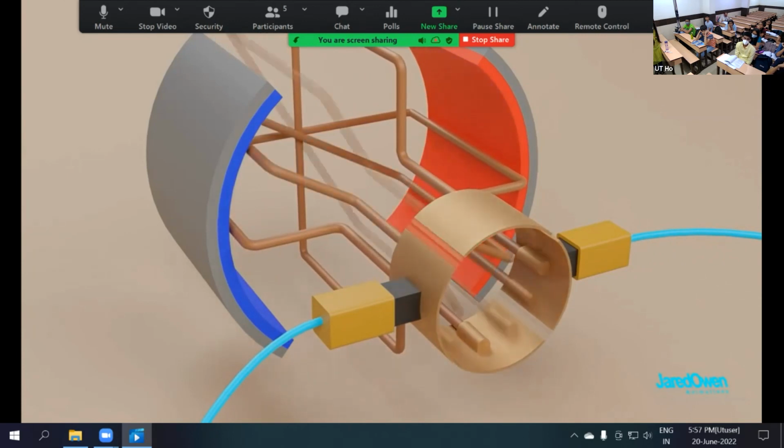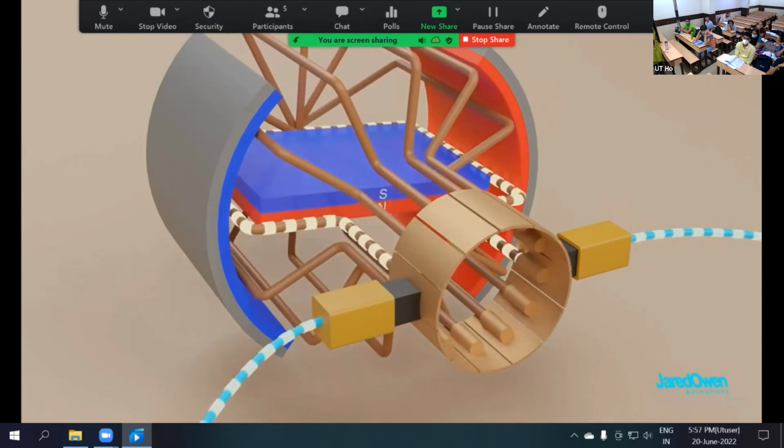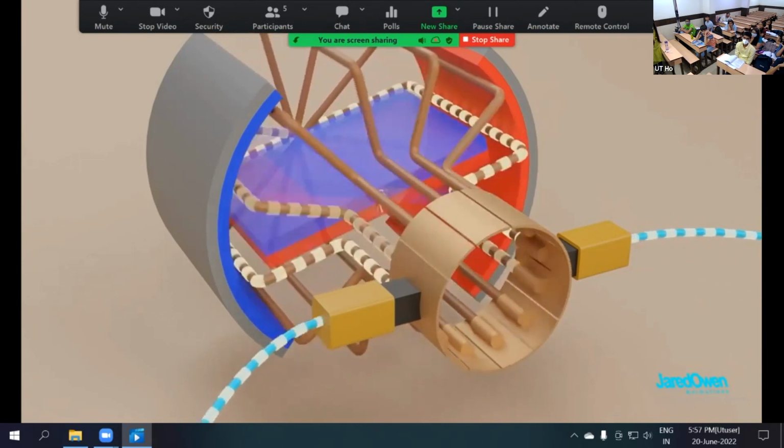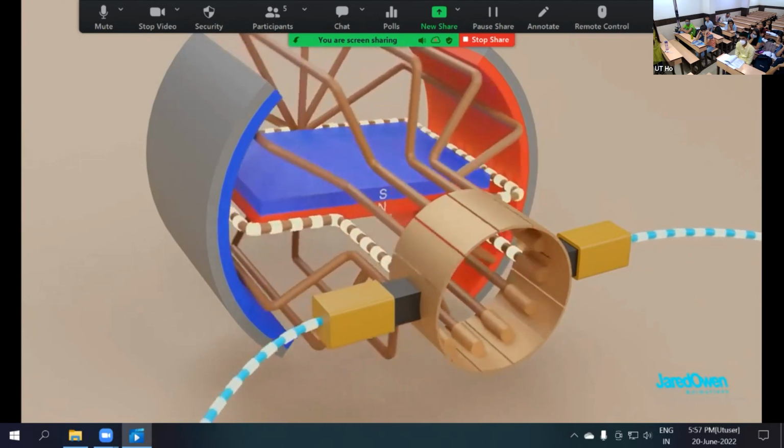Some electric motors will add many loops to the armature. This ensures that there will be a continuous spinning motion on the motor.